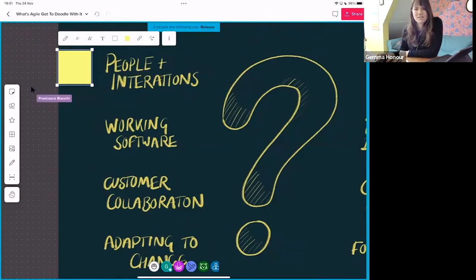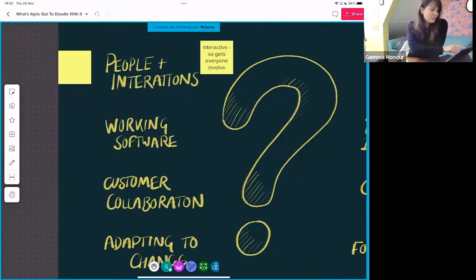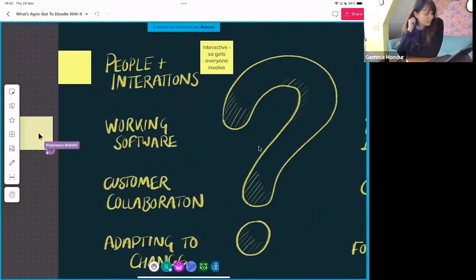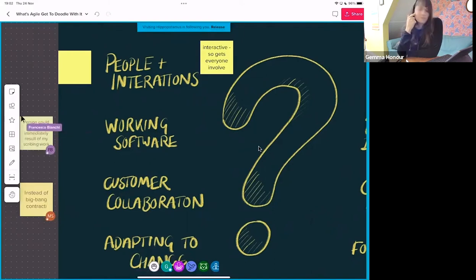Interactive, everyone gets involved. Yeah, and that is so important around people and interactions. How can you make it easier for people to interact with each other? This would be a key way of doing it. Anybody have any thoughts about how it might help customer collaboration?